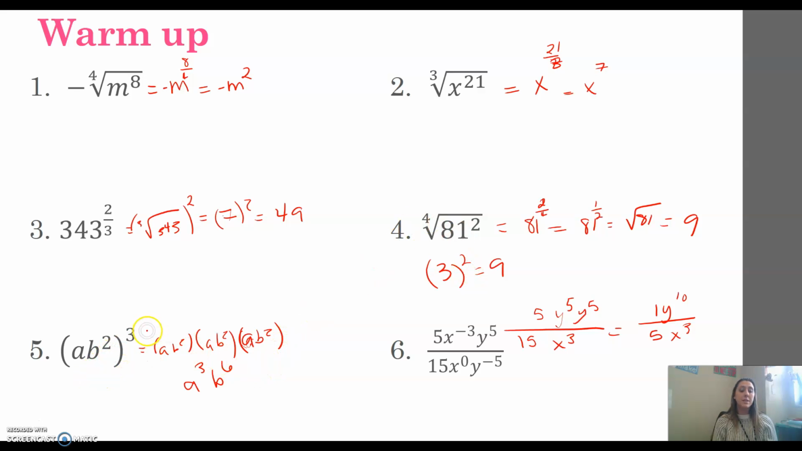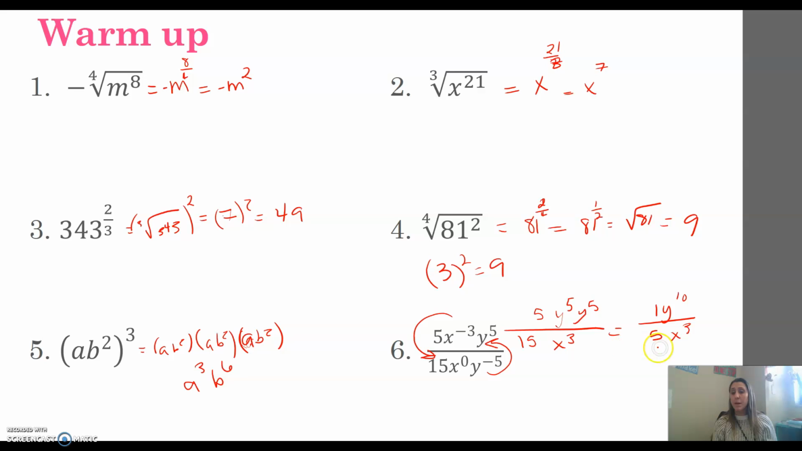AB squared to the third power means AB squared times AB squared times AB squared, which is A cubed, B to the 6th. And then this one had some old exponent rules, so I knew I couldn't have any negatives, so I moved it down. Since this one was negative up here, I moved it down. And since this one was negative down here, I moved it up.